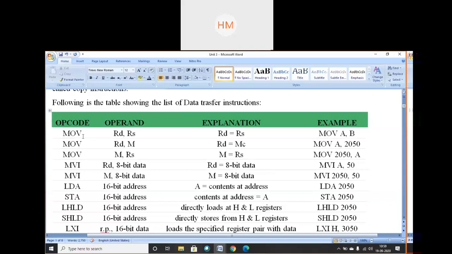Okay, so for the move instruction, 3 forms are there: MOV Rd, Rs; MOV Rd, M; MOV M, Rs. These are the examples shown to you. If I want to transfer data from register to register, register to memory, or memory to register, I can write like that. Okay, all the instructions. Here it's M. Students, can you see the mistake?